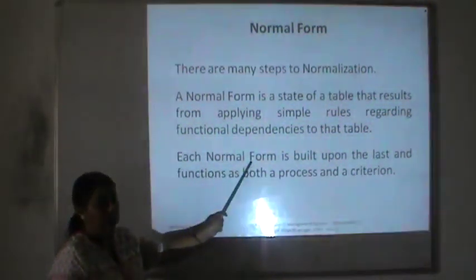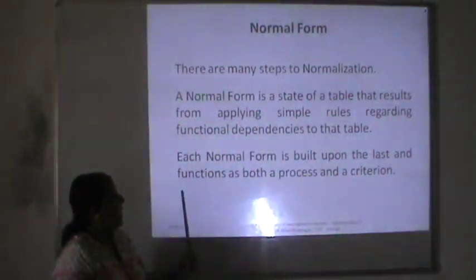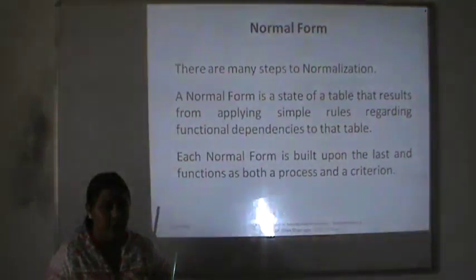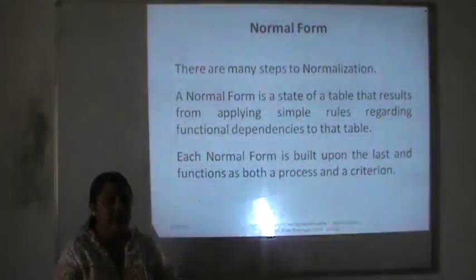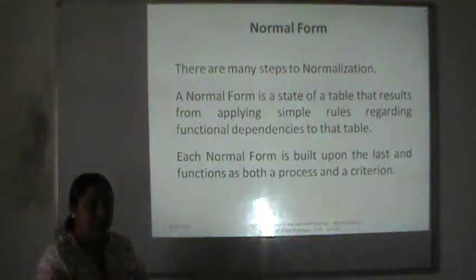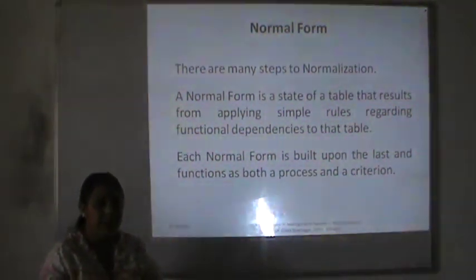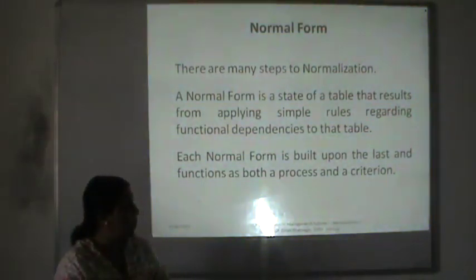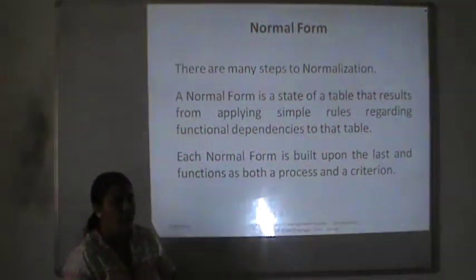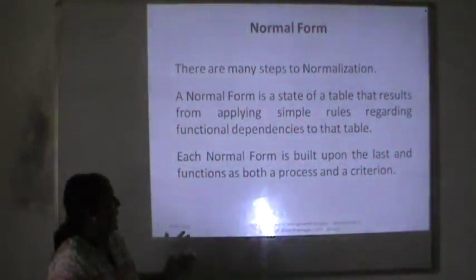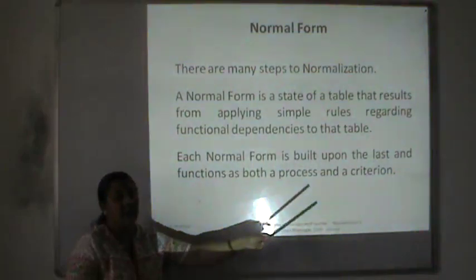So each normal form is built upon the last and functions as both a process and a criterion. So we have initially a complex relation. We apply certain rules on it and decompose it into smaller relations. They are simple and smaller. So this goes to the next normal form. Again, there might be some anomalies in that normal form. So we apply some other rules based on functional dependencies and we go to another normal form. Therefore, we say that each normal form is built upon the previous one, and functions as both a process and a criterion.